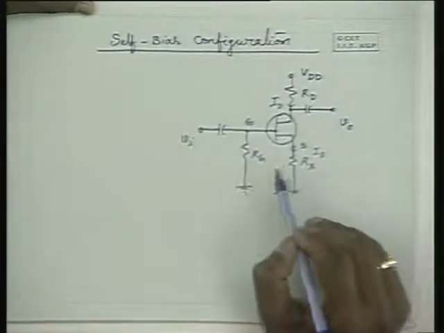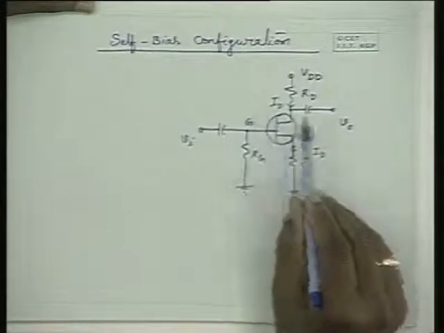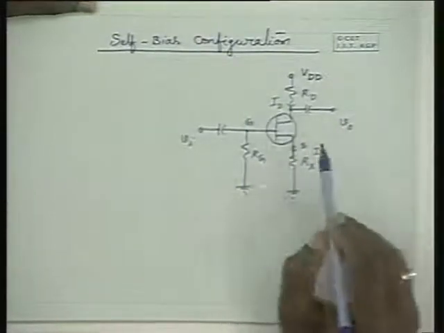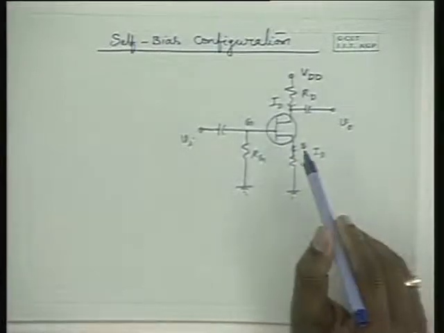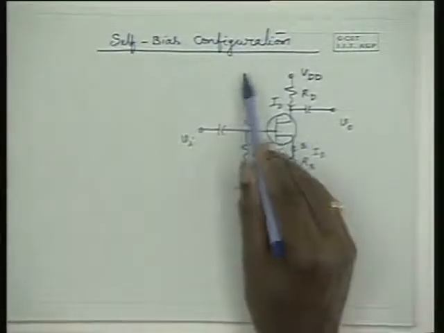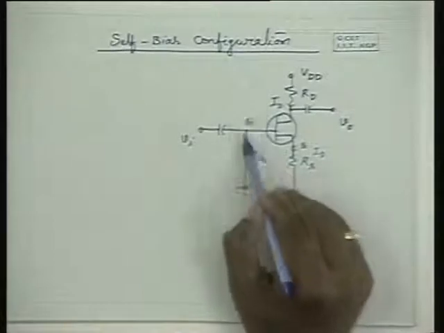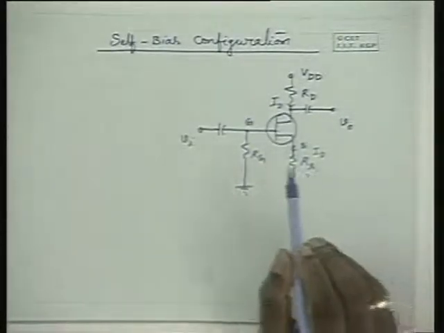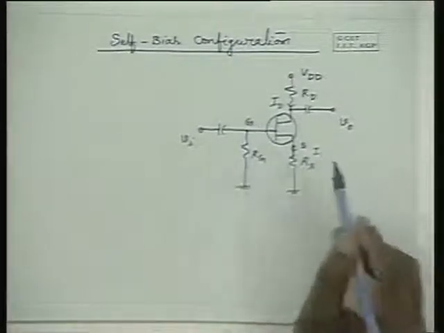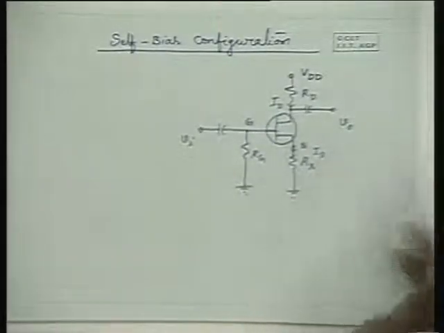And this is the self bias configuration, one way of doing it. That means there are different self bias circuits possible. One can use a voltage divider bias here, and that is also a self bias circuit. So now let us first analyze the circuit and then see how it can be used for the design also.